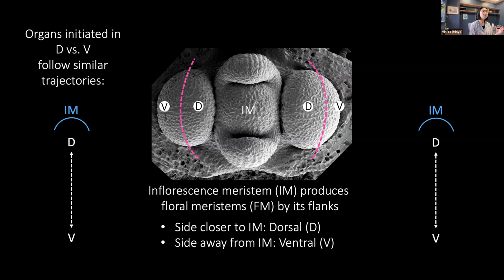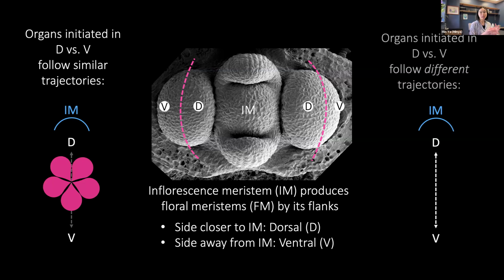So organs initiating in the dorsal versus ventral follow very similar developmental trajectories, resulting in radially symmetric flowers. But in some other species, the cells react according to their relative position. So the organs initiating in the dorsal versus ventral follow different developmental trajectories. Therefore, symmetry breaking occurs, resulting in a bilaterally symmetric flower.